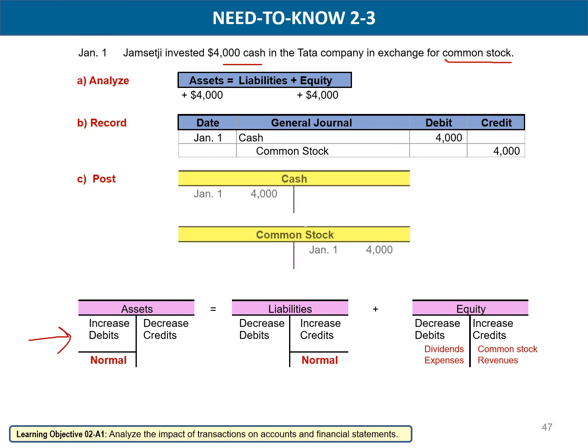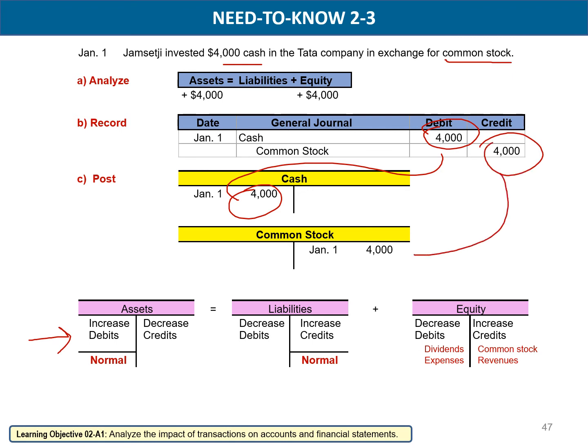Okay? And then we post our transaction to the general ledger, or in this case, the T accounts. Our debits get posted to the left side. So our cash of 4,000 is going to get posted here, 4,000. And our credit to common stock is going to get posted here on the right side, $4,000 common stock.